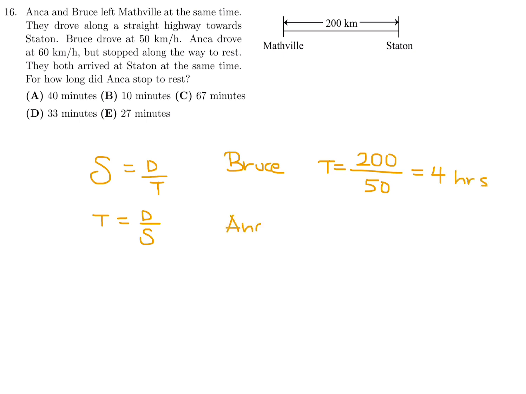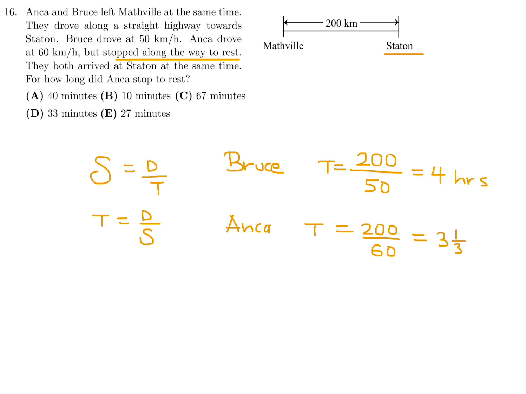Anka, same formula, of course, 200 divided by 60. That's her speed. And that is 3 1/3 hours. But they're saying that they both arrived at Staten at the same time. Well, how's that possible? Well, it's because Anka stopped along the way to rest.